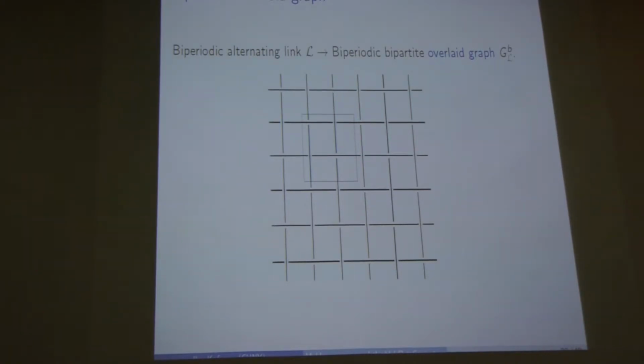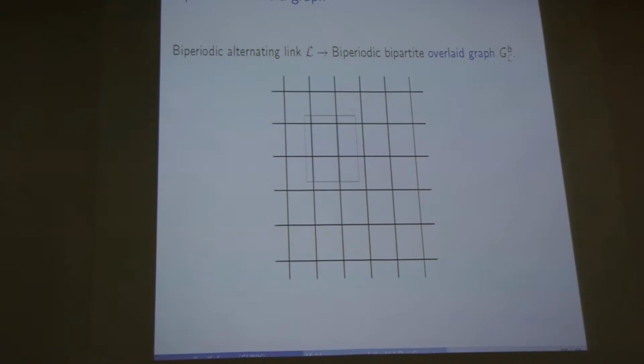Okay, so here's the construction. We want to start with a biperiodic alternating link and produce a biperiodic bipartite overlaid graph, this G_BL. So start with the biperiodic link, and pick a fundamental domain. This was shaded on the computer, but here it's not shaded.